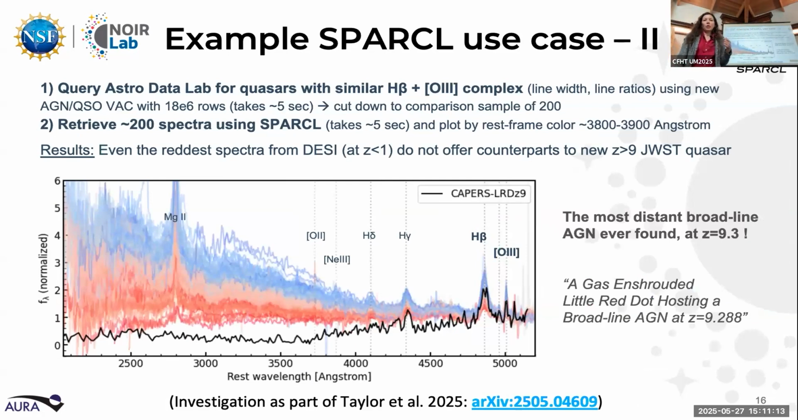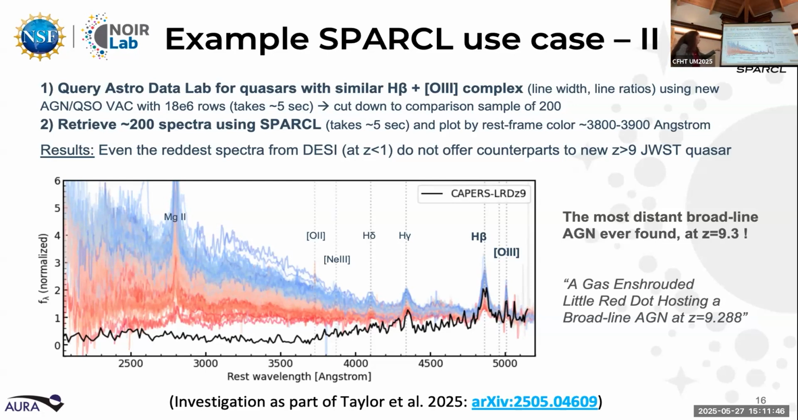A more recent example use case, and I'm showing, unfortunately, a rejected figure that I myself made, but the first author chose not to include it. I'm showing it anyway, because I like it. But the paper is actually very interesting. Recently, led by Anthony Taylor et al., we found with JWST the most distant quasar with a broad line, well, AGN, I guess, at redshift 9.3. And it has a broad H-beta. So it's the black line. You can see the broad H-beta.